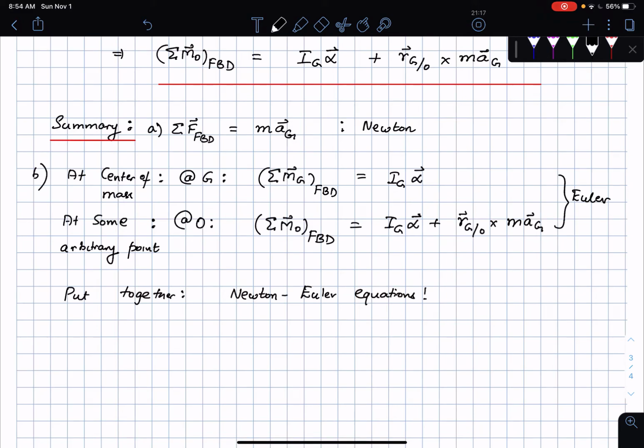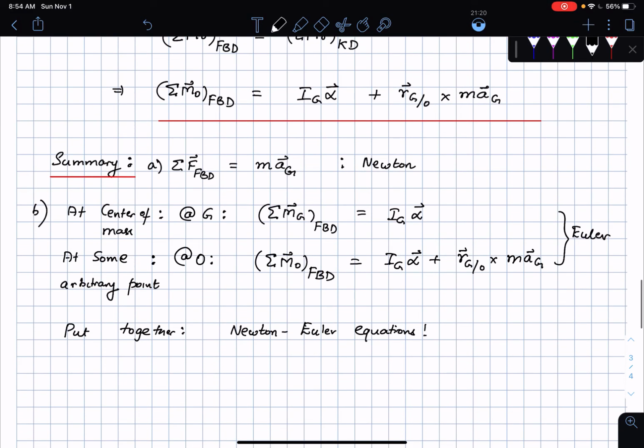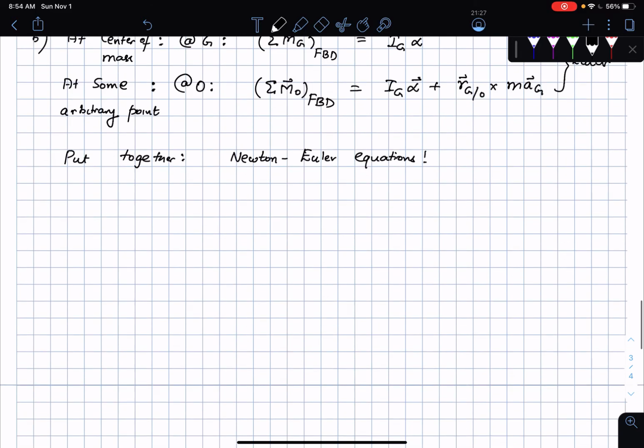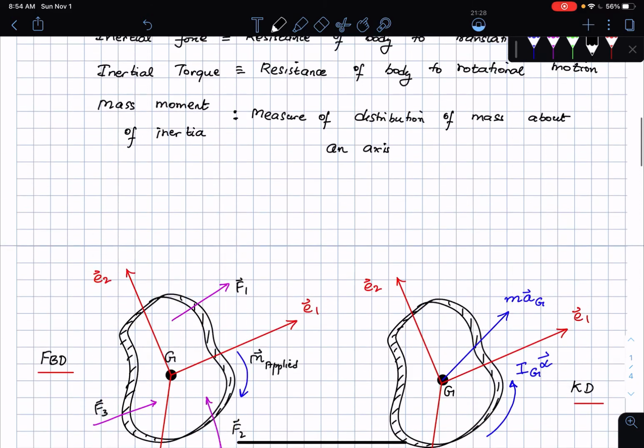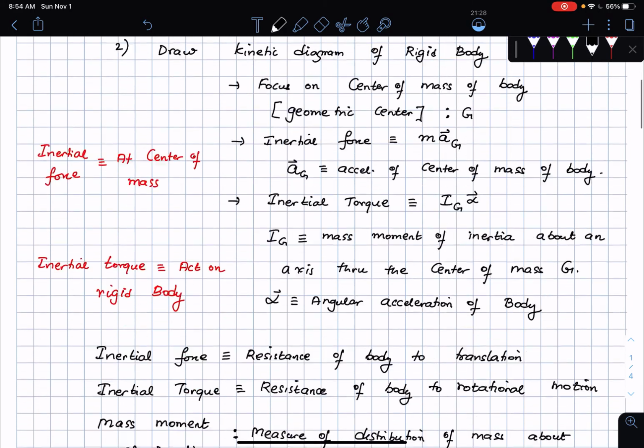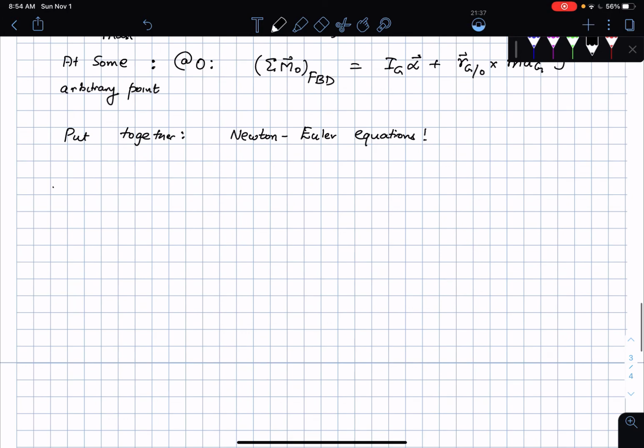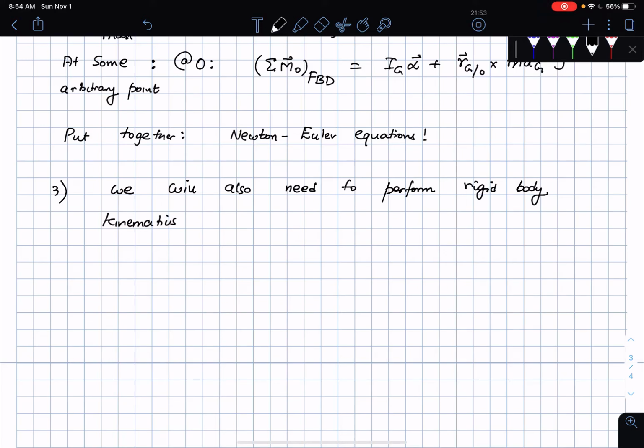All right, and then once you're done with the force balance, you may also need information from rigid body kinematics and some force laws. I think this was supposed to be the second one, right? First one, second one. So let me say the third item eventually is that we will also need to perform rigid body kinematics and use information from force laws and so on. So this is something that we will need.